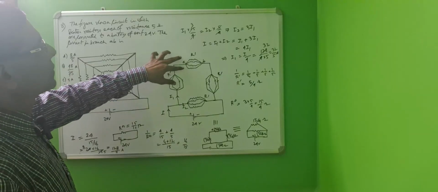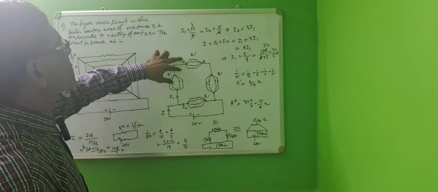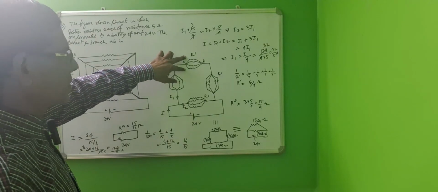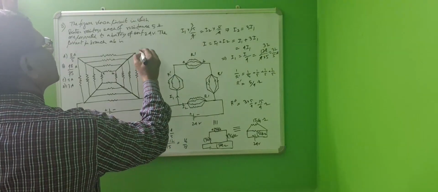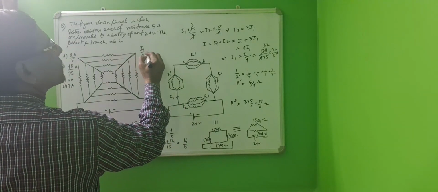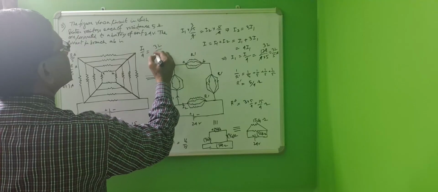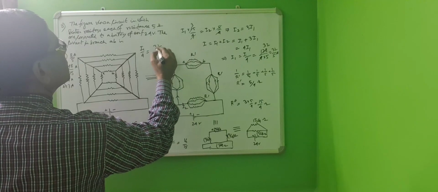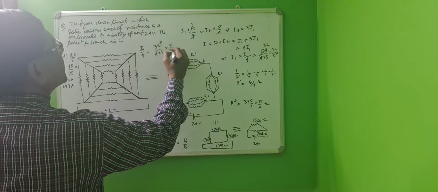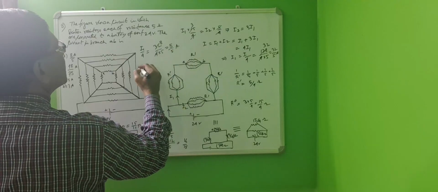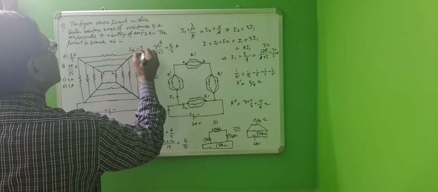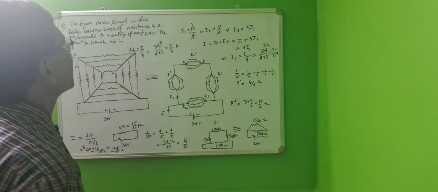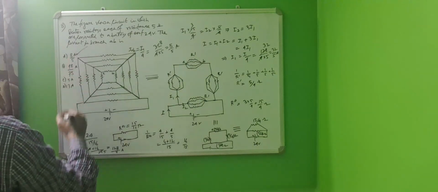Now this I1 splits into 4 resistances. So each resistance carries I1 by 4 current. So I1 by 4 equals to 8 by 5 ampere. So I in AB equals I1 by 4, 8 by 5 ampere. So answer A is right.